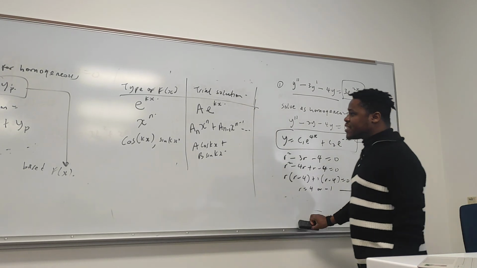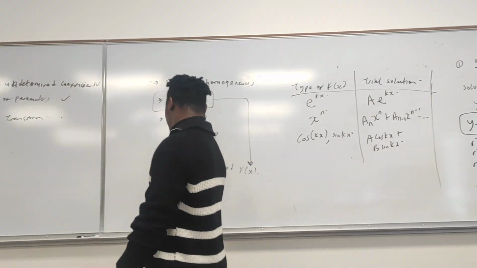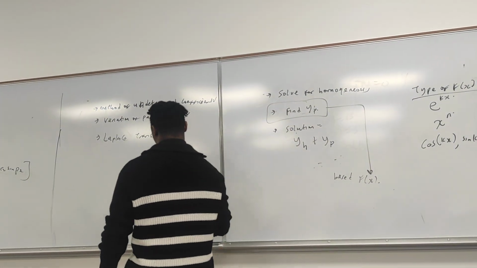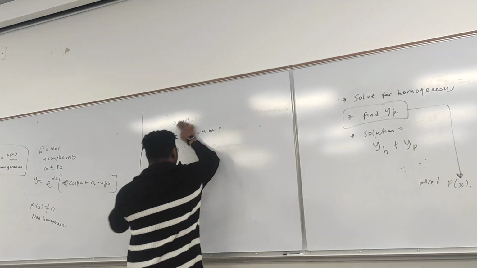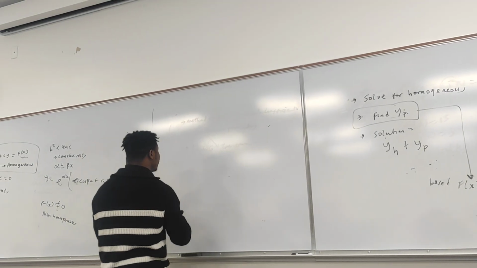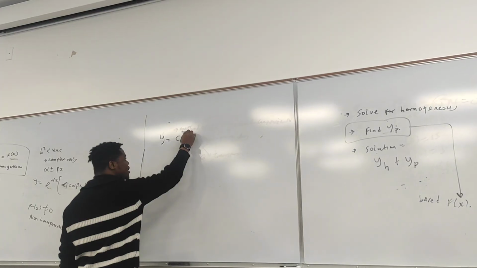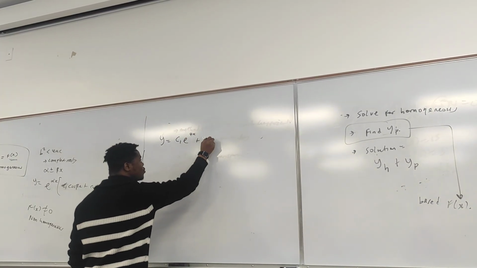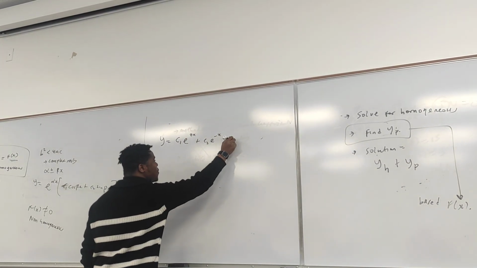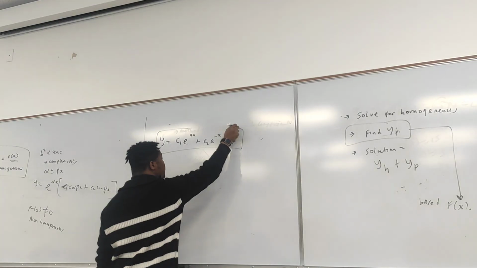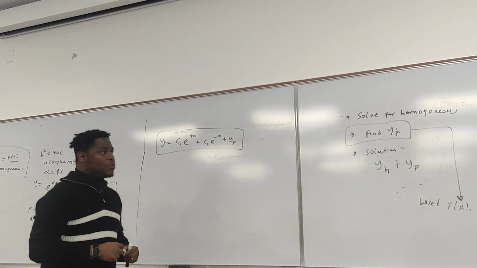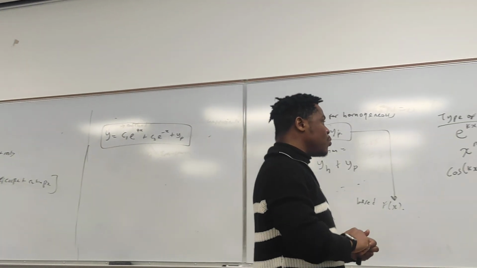Okay, now the second step is we need to find yp. So we say our solution y is c1 exponential 4x plus c2 exponential minus x plus yp. This is our solution. yp is for the non-homogeneous term. So we just need to find yp.